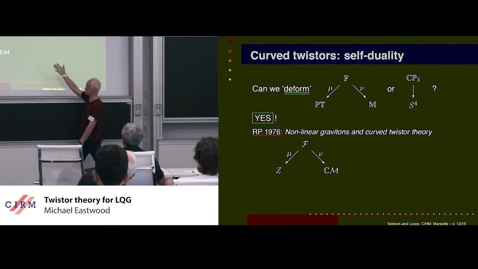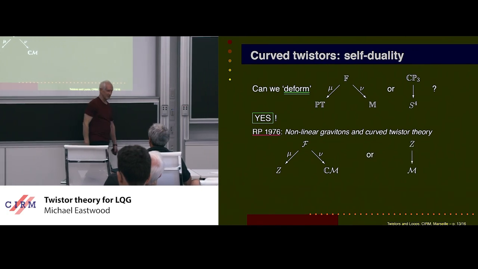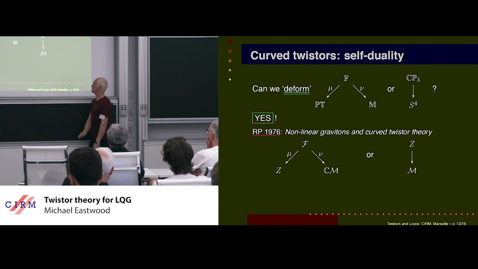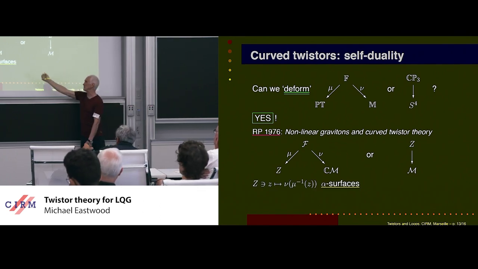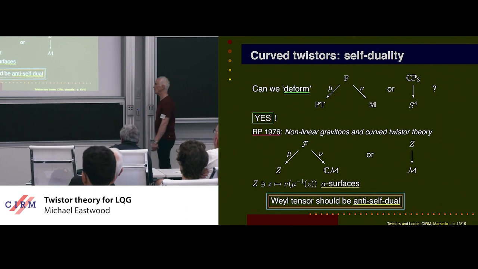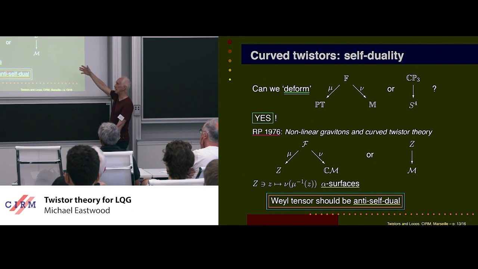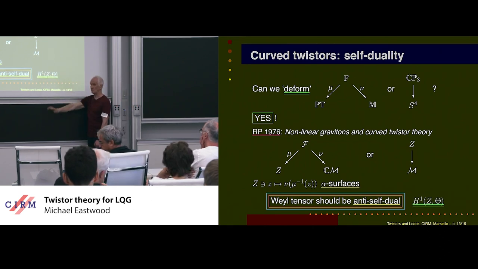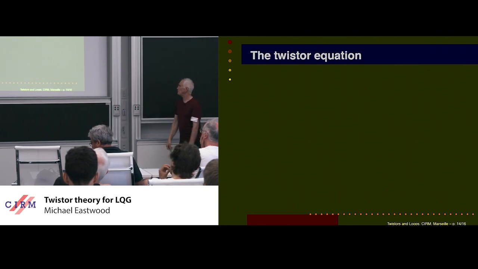Okay, so I've just written down the same thing with some different symbols here, meaning that it's all a bit curved. And on the right-hand side, that's a curved version of the right-hand side. On the left-hand side, you can see something going on here to do with alpha surfaces. In both cases, it's that the Weyl tensor should be anti-self-dual to make either of these things go. But the point is, from the complex viewpoint, there's a well-developed theory which you can just bring in from the outside.